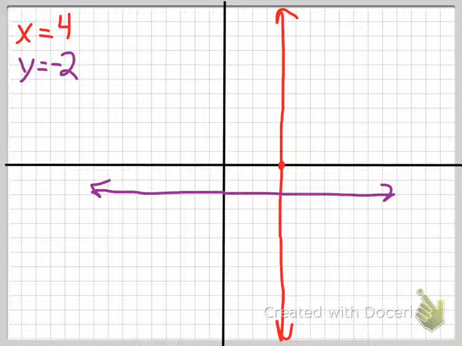Okay, so our x equals 4 line is that vertical line in red, and our y equals -2 is that purple line that's horizontal. So go ahead and check your work with mine. When you are done, move on to the practice problems.